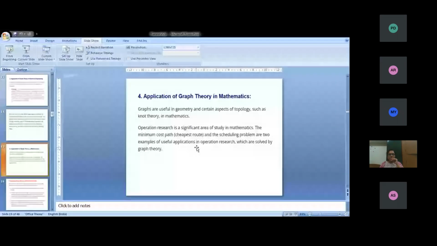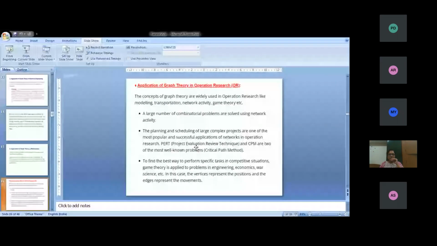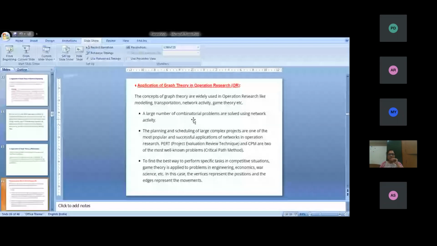How we are using graph theory in operations research, in detail we can see. We are using it in modeling, transportation, network activity, game theory. A large number of computational problems use network activity, and planning and scheduling large complex projects are one of the most popular and successful applications of networks in operations research. So by using planning and scheduling, graph theory is used, and we have studied this part already, I think so.